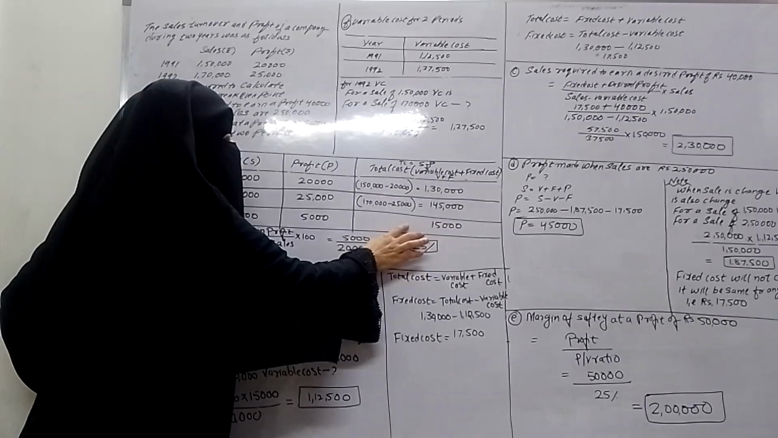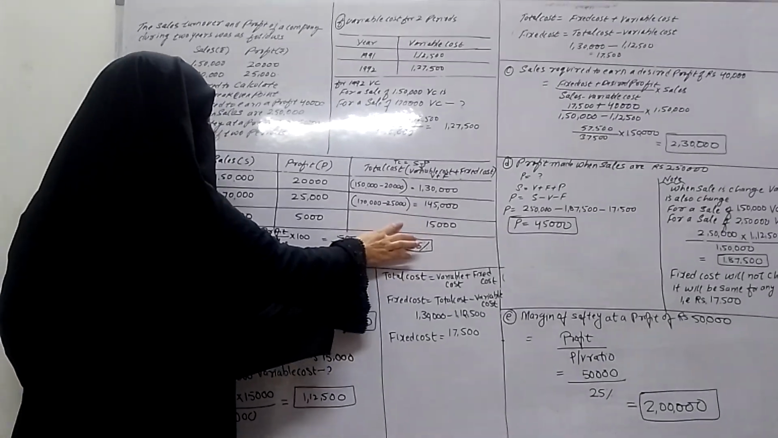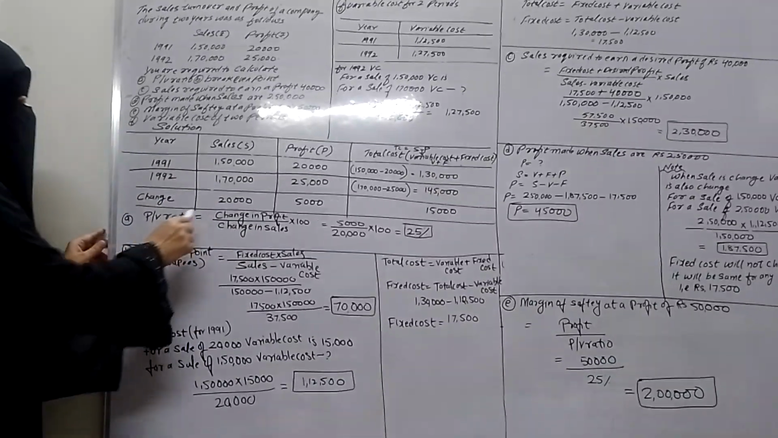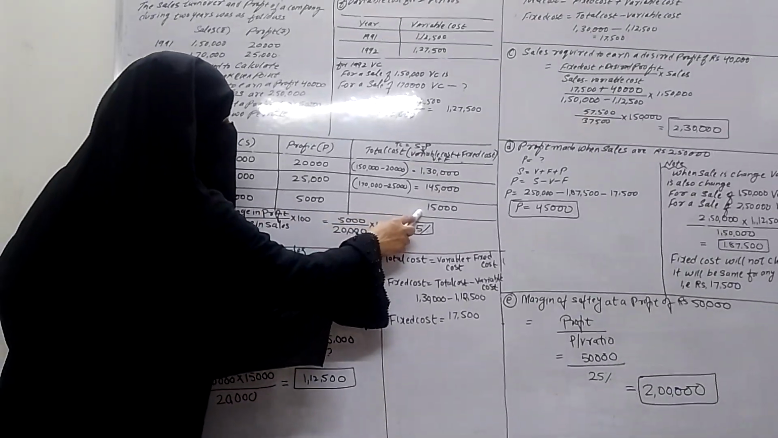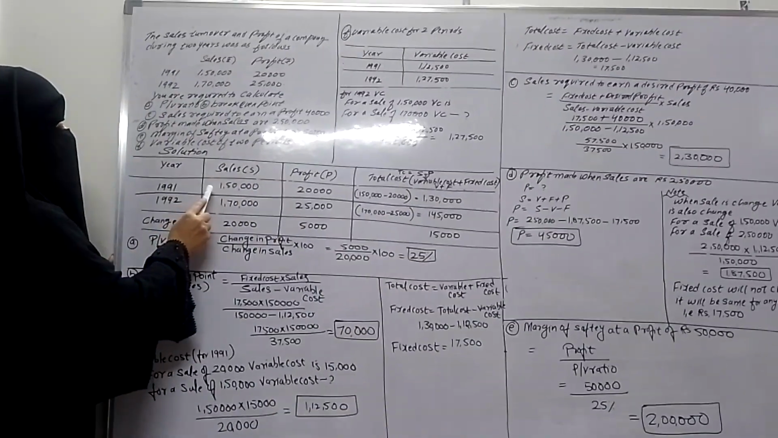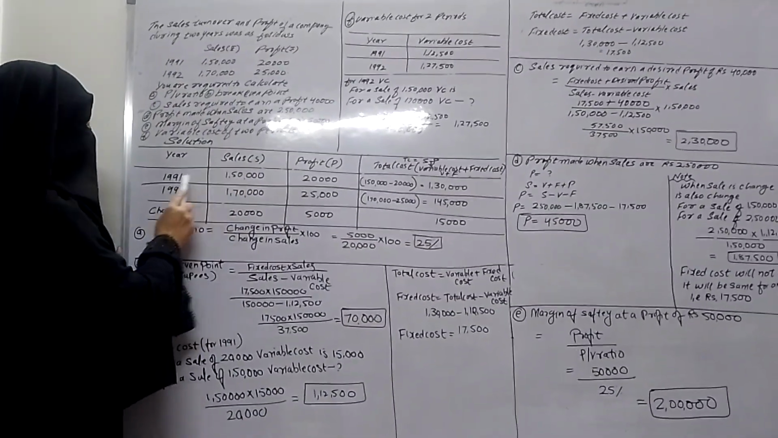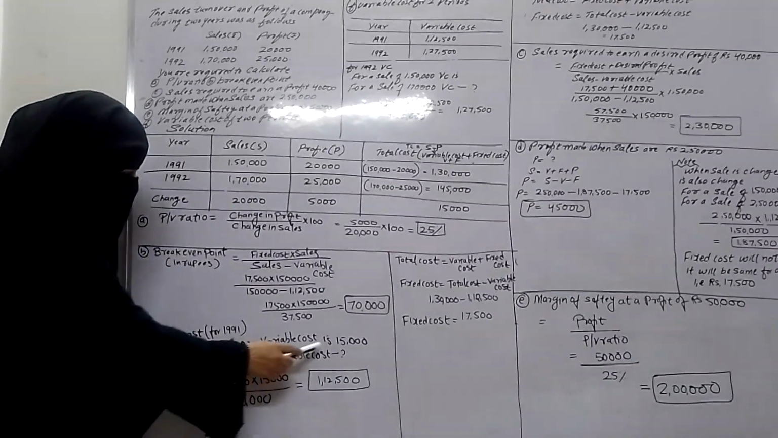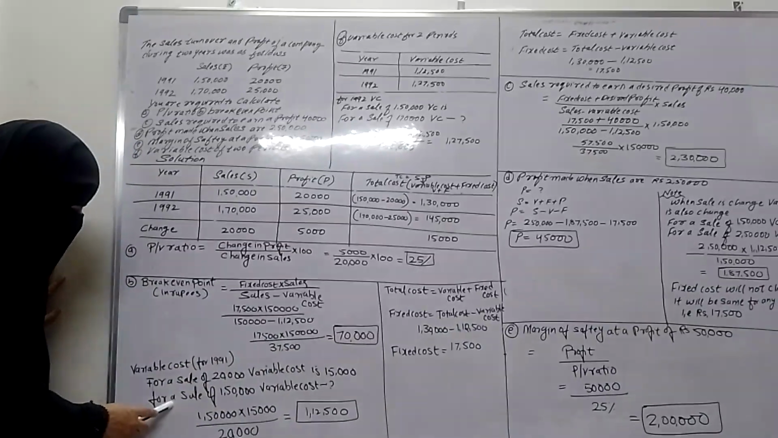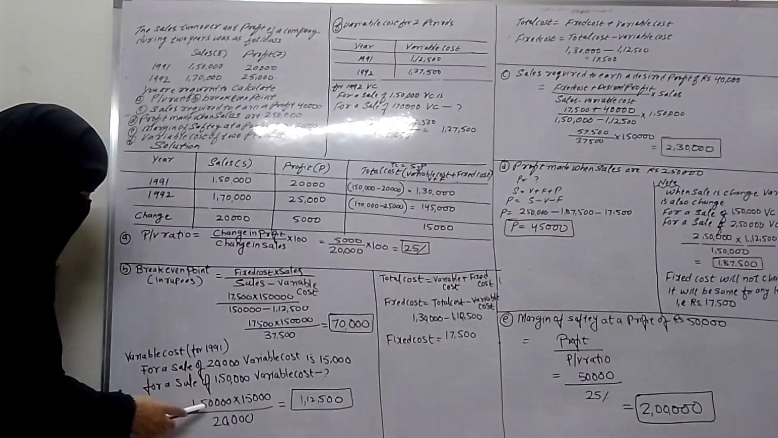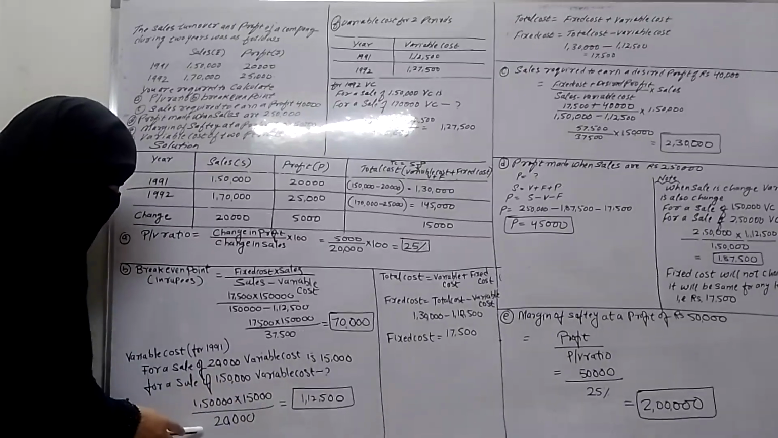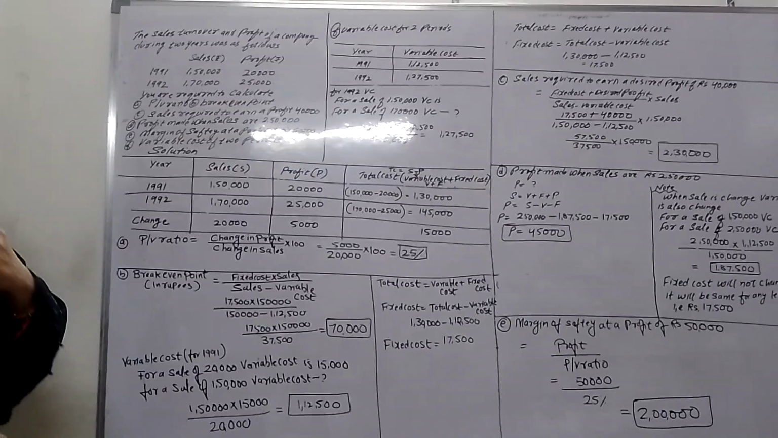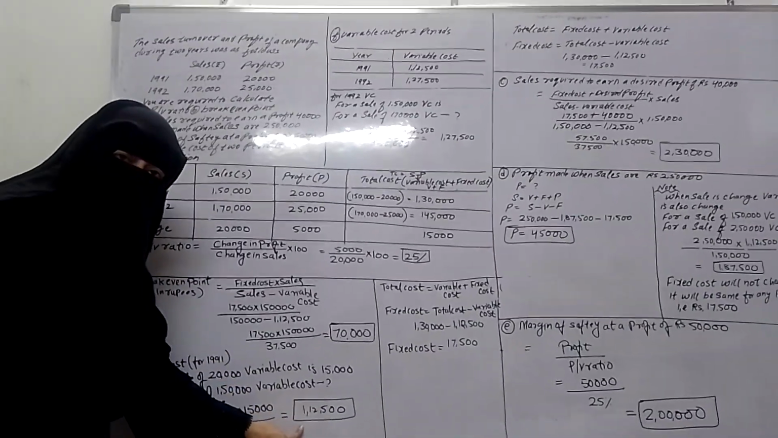This change comes in only variable cost. So this 15,000 is the variable cost for a sale of 20,000. Now we can easily find the variable cost for a sale of 1,50,000, the 1991 sale. For a sale of 20,000, variable cost is 15,000. For a sale of 1,50,000, variable cost how much? So 1,50,000 into 15,000 divided by 20,000, we get a variable cost of 1,12,500.